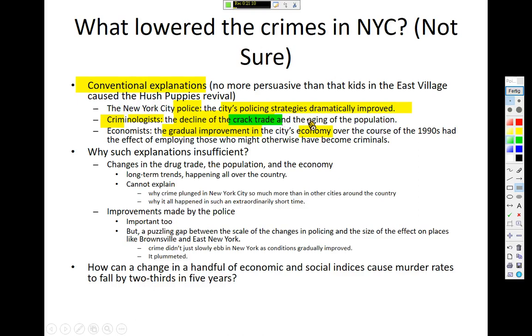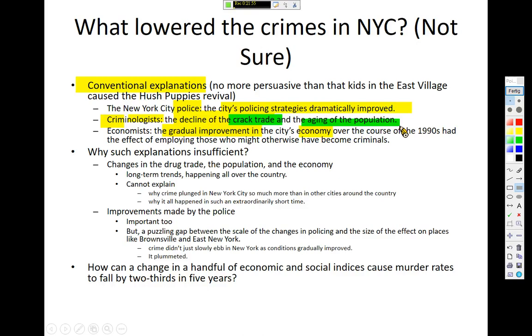And the other one is the aging of the population, because people are getting old. When people are getting old, what would they do? They would rather lie on the beach than go on the street to fight, right? So if you are old, you will stay at home and watch TV. You don't want to go on the street, too dangerous. Although, when you were young, you would kill and shoot and kick, right? But when you are old, you will just sit there and watch TV and pet your dog. That's the aging of the population and the decline of the crack trade, the reasons for the drop of the crime in New York City.